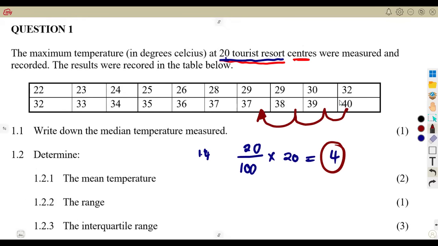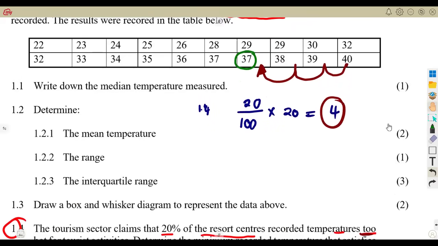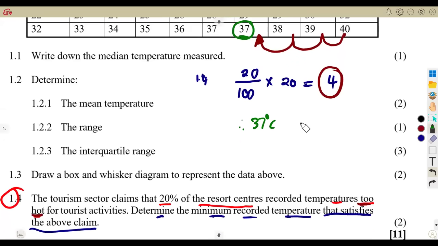They're complaining about being hot. So we take from the hottest one going down. So meaning to say at 37, this is the value that we are going to have. This is the minimum required temperature which can satisfy those resort conditions, those tourism conditions. That is at 37. So therefore 37 degrees Celsius satisfies the above claim.